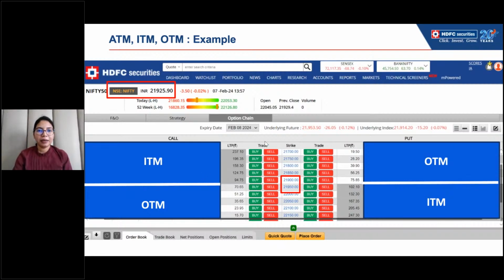So now we know what our ATM strike is. What are the ITM strikes in this particular chain? Our spot is 21,925. Thus all the strike prices smaller than this spot, 21,850, 800, 750, all these are in the money. And the strike prices bigger than your spot, 22,000, 22,050, 100, 22,150, all those are your OTMs, out of the money.